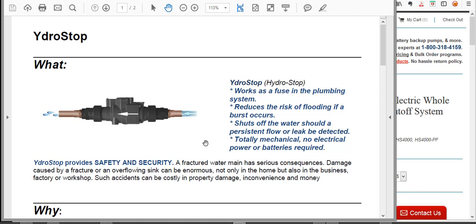If the outlet pressure is lower than what the unit has detected, a fracture or burst in the downstream pipe must be present. Hence, the unit will shut off the water supply immediately.